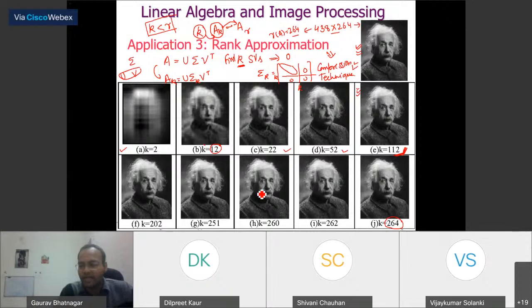So this is all about the 3 different applications which I wanted to discuss in today's lecture.